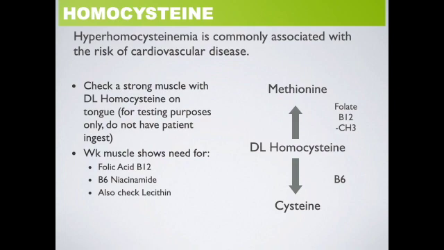you can also, whenever you order blood work, you want to get a homocysteine reading, especially if this person's at risk. Some of the nutrients to look at, you find a weak muscle, especially a subscapularis muscle, test them on folic acid, B12. Check them on the regular versions, and also the methylated versions. B6, niacinamide. Lecithin, I haven't used that.